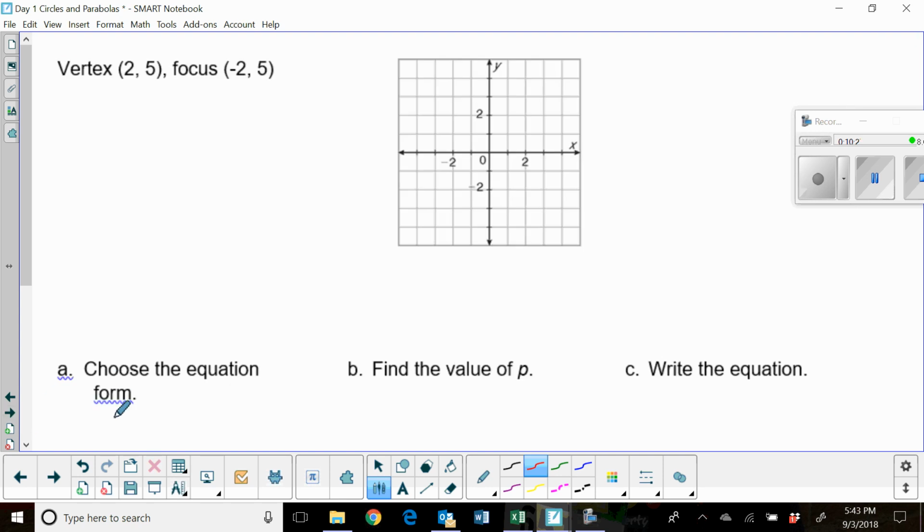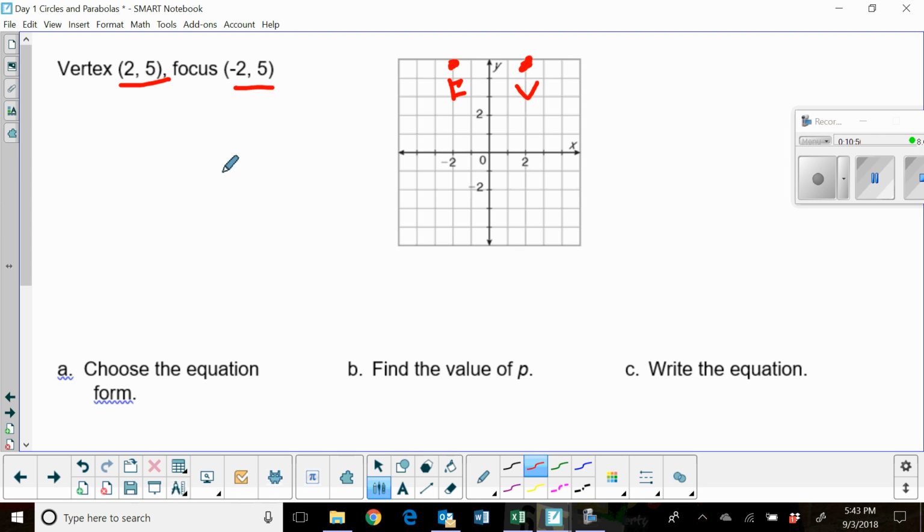Okay, let's try this one. This time we're not given an equation, we're given just some information. We have a vertex at (2, 5) and a focus at (-2, 5). So here's our focus, and here is our vertex.